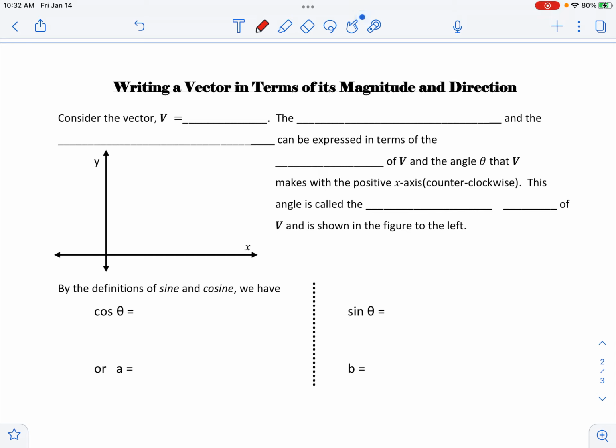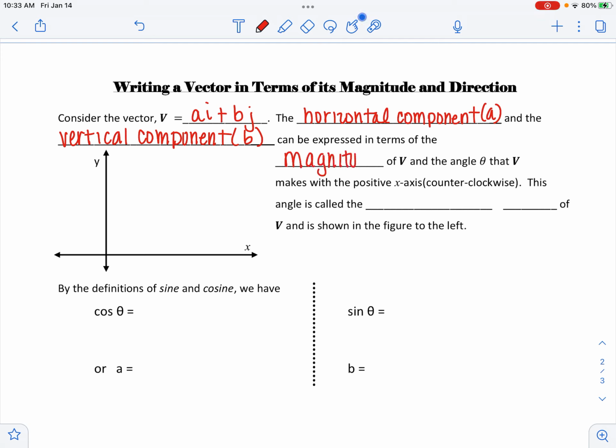Okay, all right, next it says we'll be writing a vector in terms of its magnitude and direction. So consider the vector v, which is a times i plus b times j. The horizontal component, which is a, and the vertical component, which is b, can be expressed in terms of the magnitude, the length of v, and the angle theta that v makes with the positive x-axis going counterclockwise. This angle is called the direction angle.